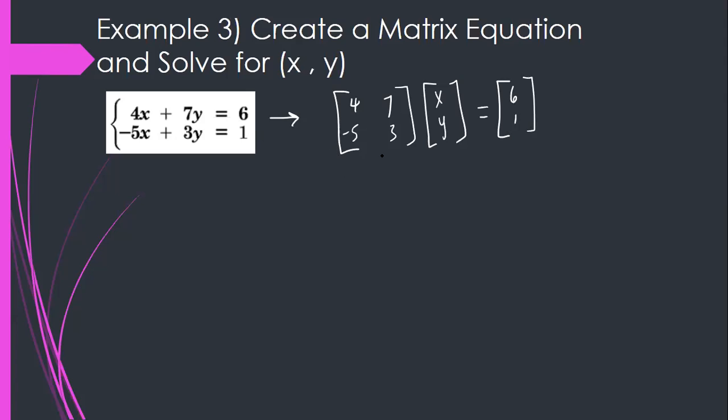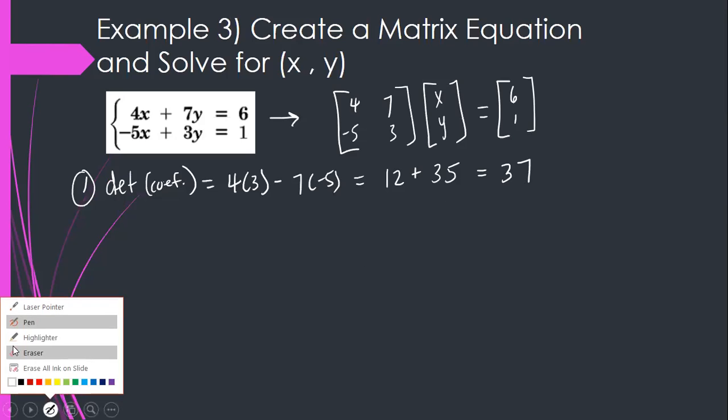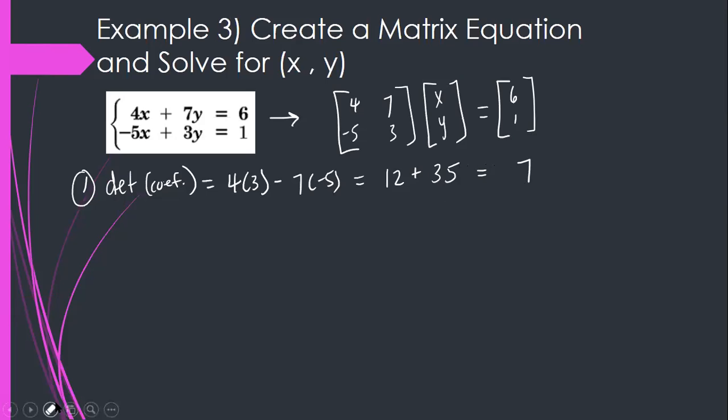Once we've made it into a matrix equation, then we're just going to follow the steps that we were following before. So step 1 is we find the determinant. And we're finding the determinant of the coefficient matrix. So that's 4 times 3 minus 7 times negative 5, which equals 12 plus 35, which equals 47. Yes, I did. I added 2 and not 12.